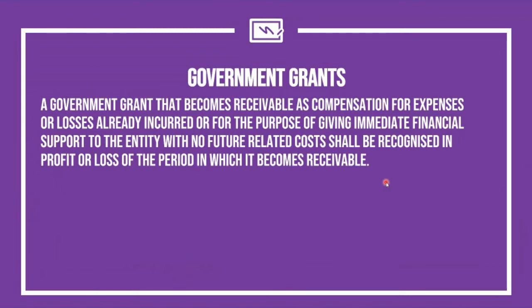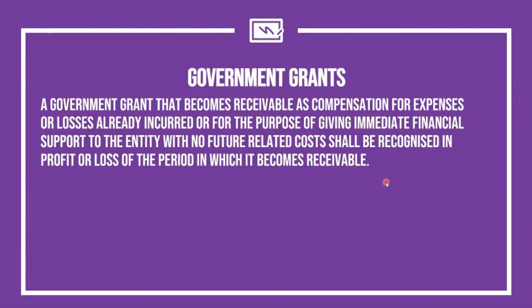Okay, so it means that there will be no more spreading over of the benefit of the grant. It is going to be recognized in full at the time it was received. For example, the entity suffered losses due to fire, and then the government gave compensation amounting to 3 million to the entity. The 3 million will automatically be recognized as income at the time it was received.